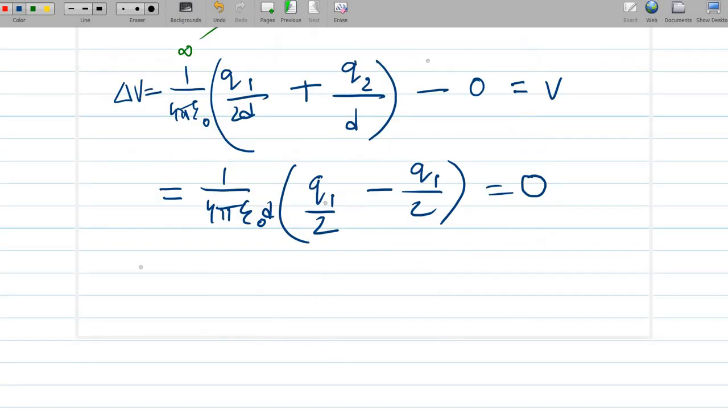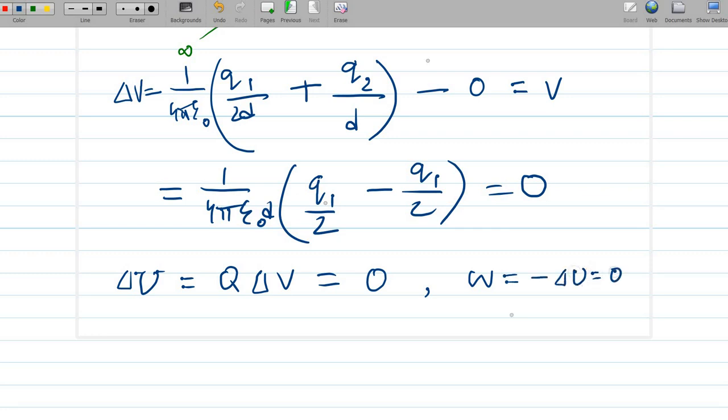Since delta U equal to capital Q times delta V is equal to 0, this is also 0. So to bring the charge, capital Q, from infinity to the indicated point, you didn't have to do any work. So that's the answer, because work is negative delta U, which is 0. Next problem.